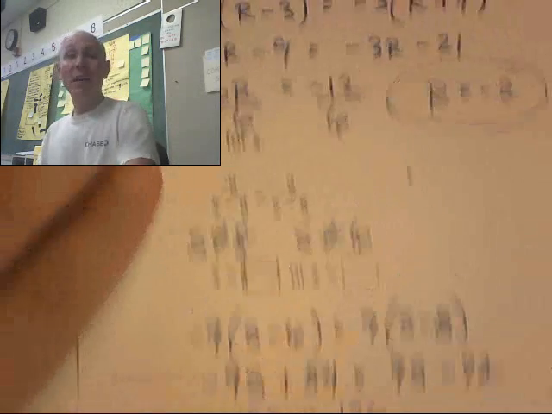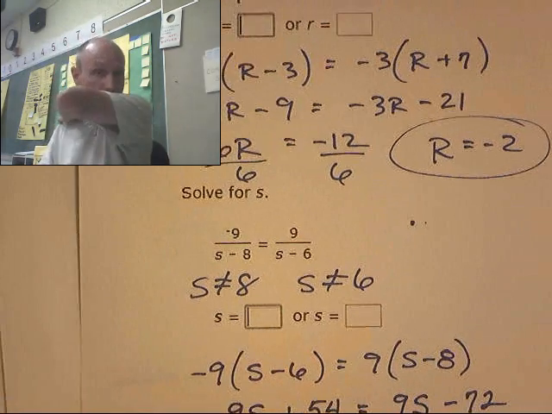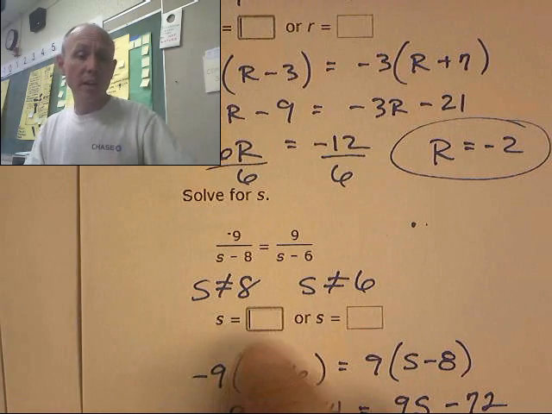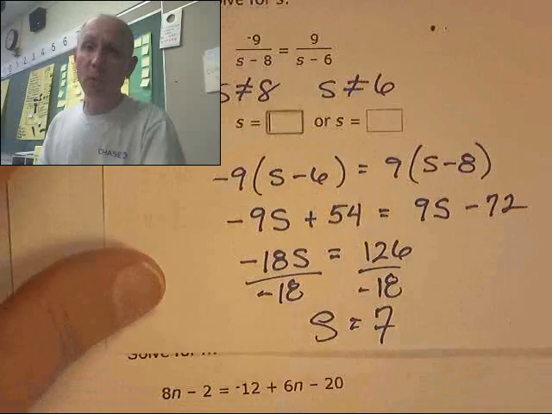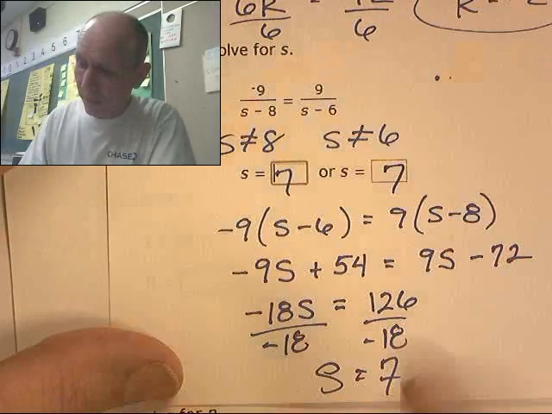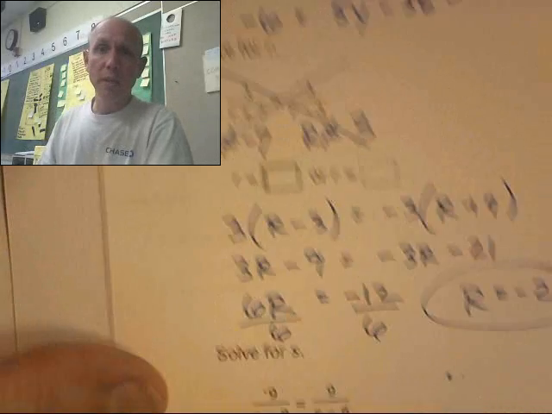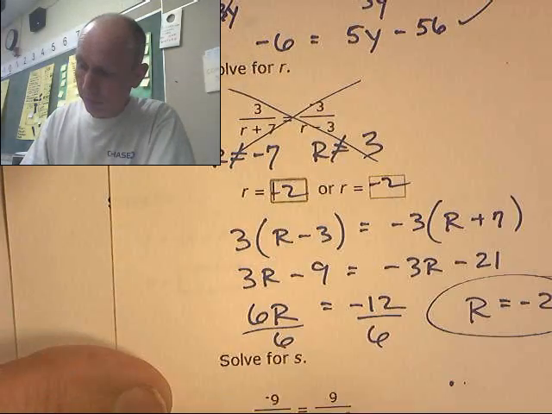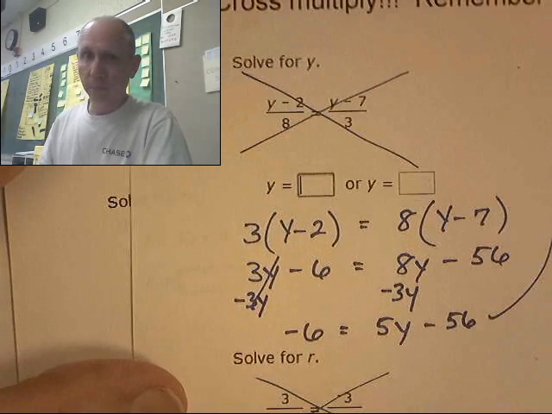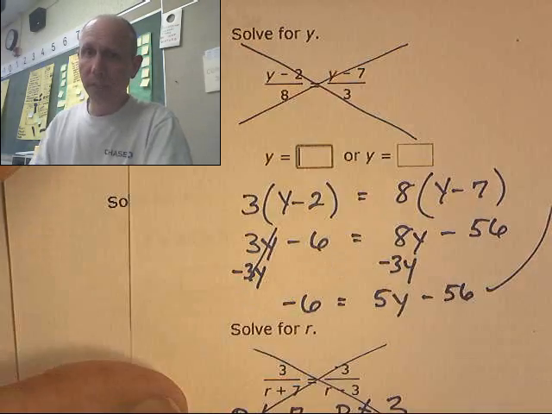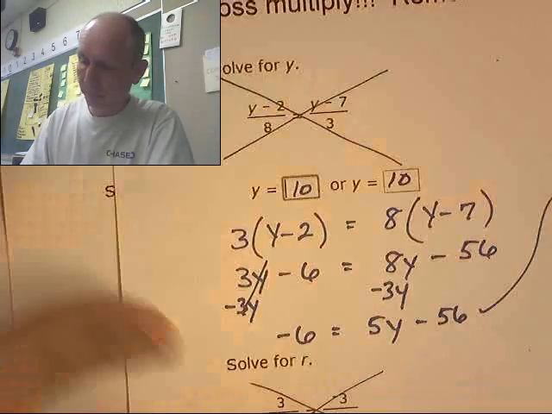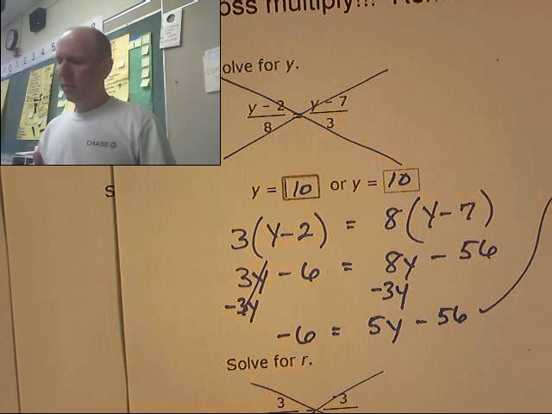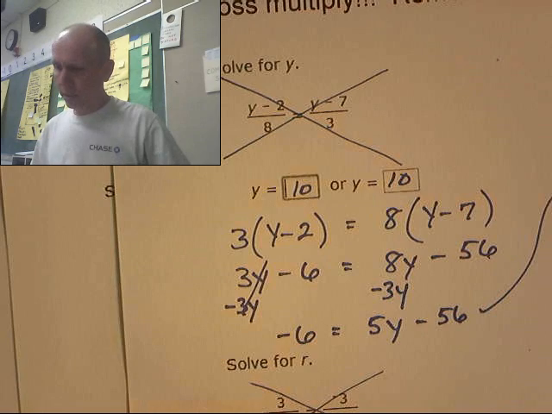Now, one thing that's weird about IXL is that they're giving you two spaces, so just put the same number in twice. So this would be 7 and 7. This one would have been negative 2 and negative 2. And this one would have been 10 and 10. There might be a rationale for having it twice, but I don't know what it is right now.